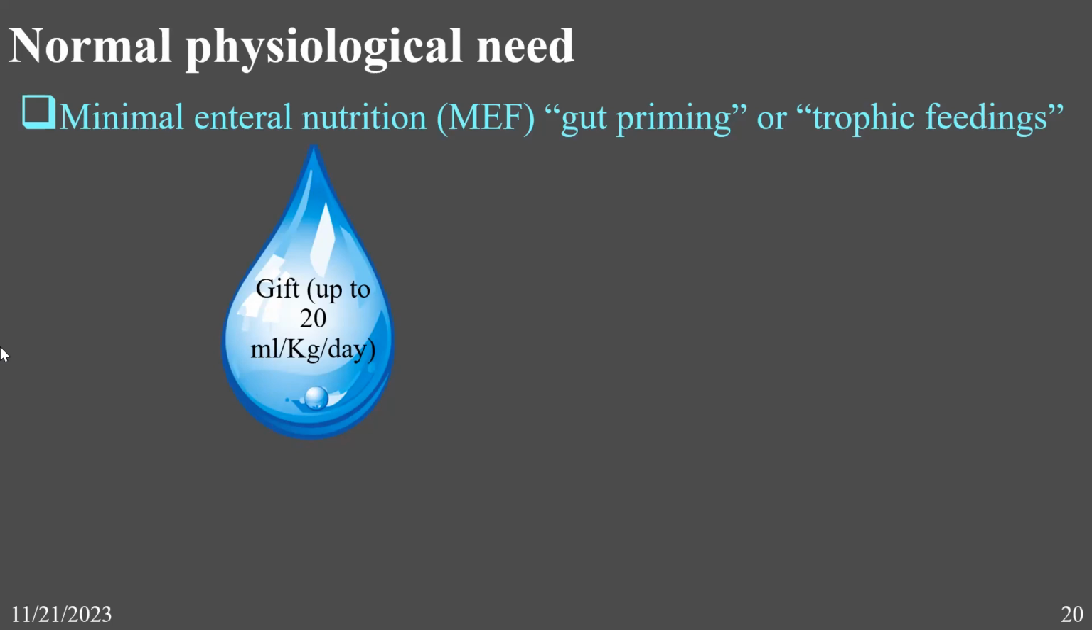So let's say I tell you, please give 1 ml every 6 hours, that's 4 ml, and the baby is half a kilo. So 4 ml divided by 0.5 kg, that will be 8 ml per kg per day. If I tell you give 2 ml every 2 hours, that's 12 ml, and with the baby 500 grams, that's 24. So it's more than 20. So I cannot give that and consider it MEF, because it has to be less than 20 ml per kg per day. So gift, less than 20 ml per kg per day, MEF. Is that clear?